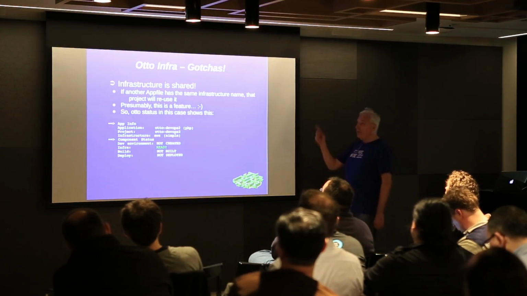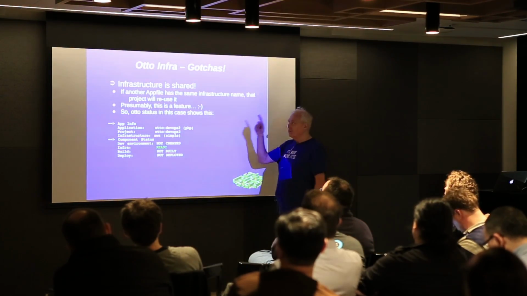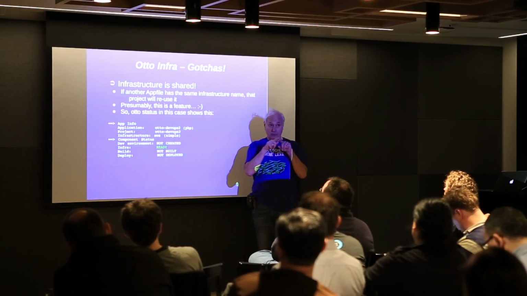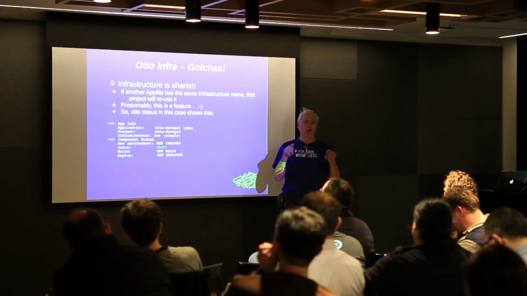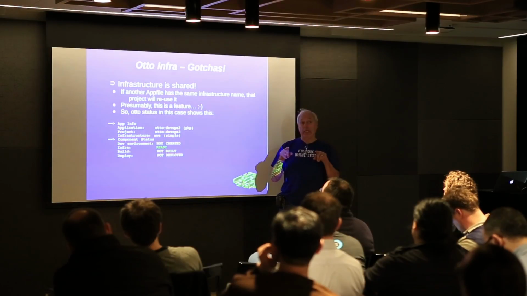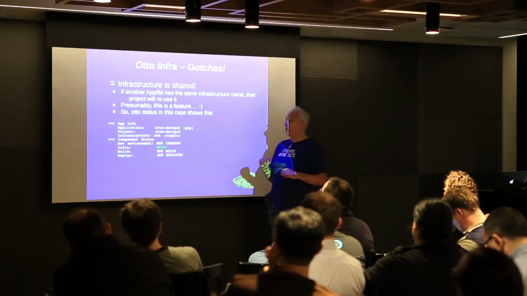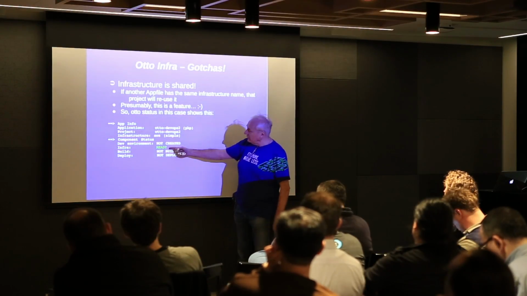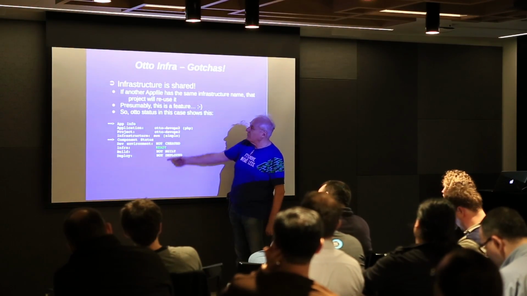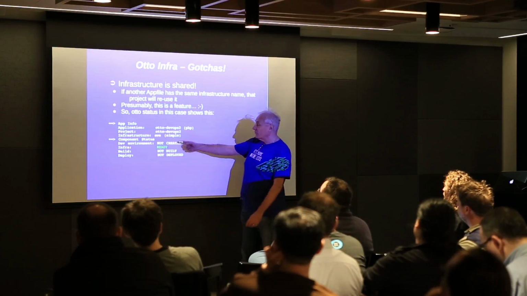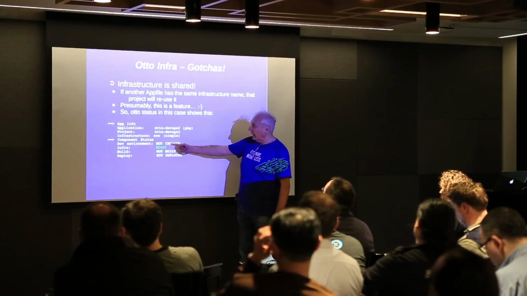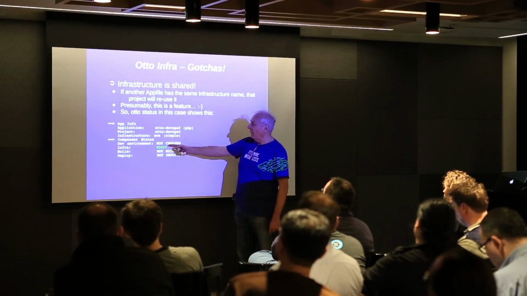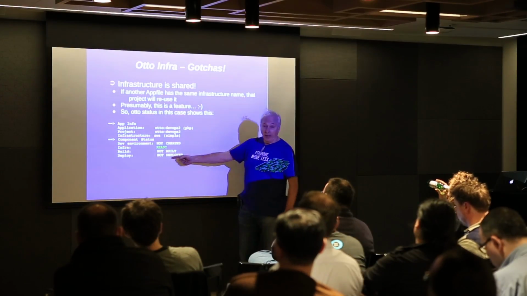Gotchas in the infra. The infrastructure is shared. So if another app file references the same infrastructure, it will use that and not make a new one. Again, that's probably a feature. So when you've done that, you see here, this is the output of otto status. It tells you your project name, and it goes through the various stages: the dev, the infra, the build, and the deploy.